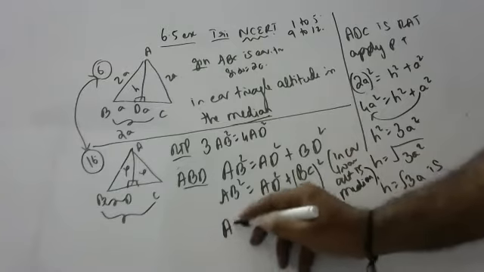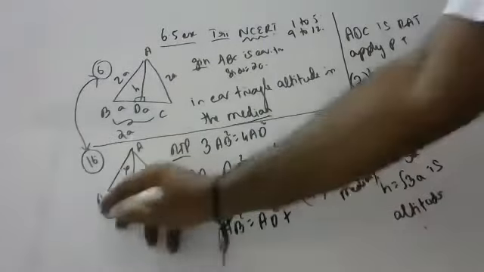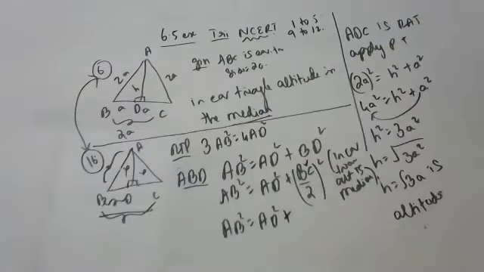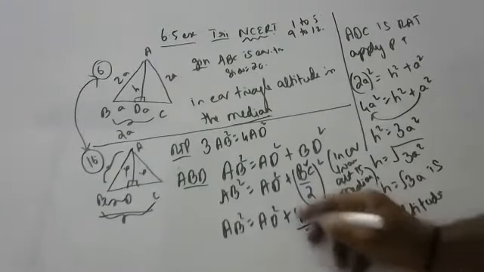Okay, so AB squared is equal to AD squared plus. Children, can I write BC as AB? Yes, sir. Why? Because it is an equilateral triangle. BC I am writing as AB. So, AB by 2 whole squared.